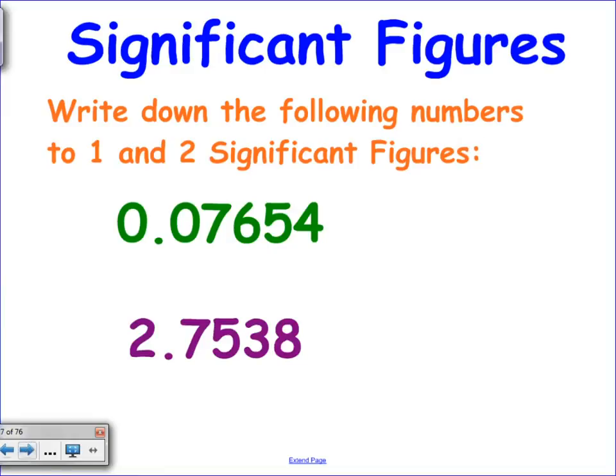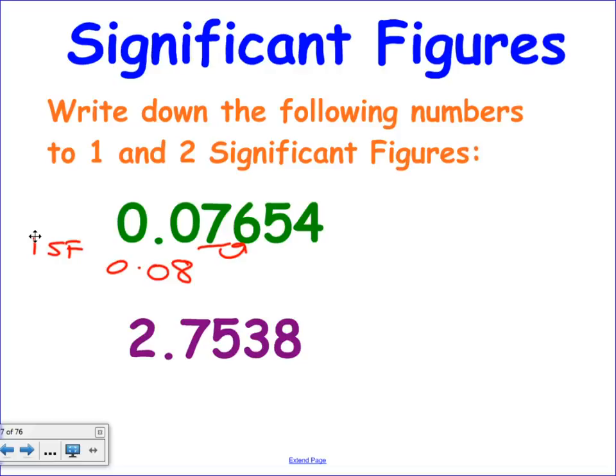Let's have a go at those then. So significant figures. Write down the following numbers to 1 and 2 significant figures. Okay. So for the first one then, to 1 and 2 significant figures. To 1 significant figure then. What's the figure I'm interested in? 7. Good. The 6 makes the decision, so I go, and it becomes.